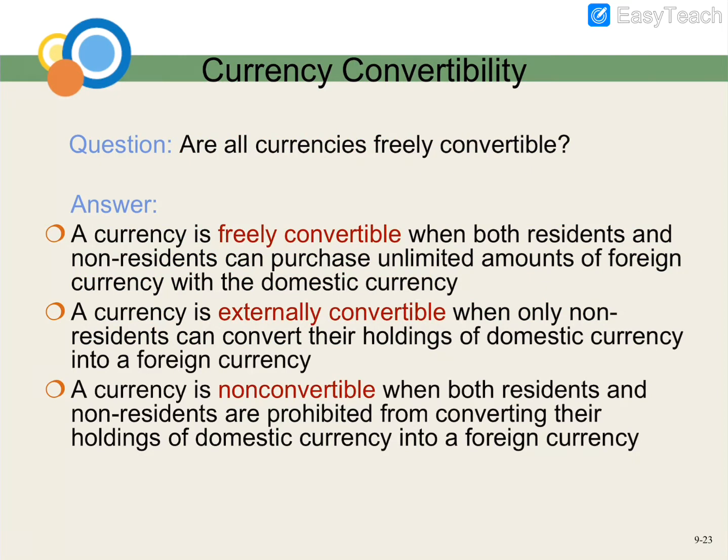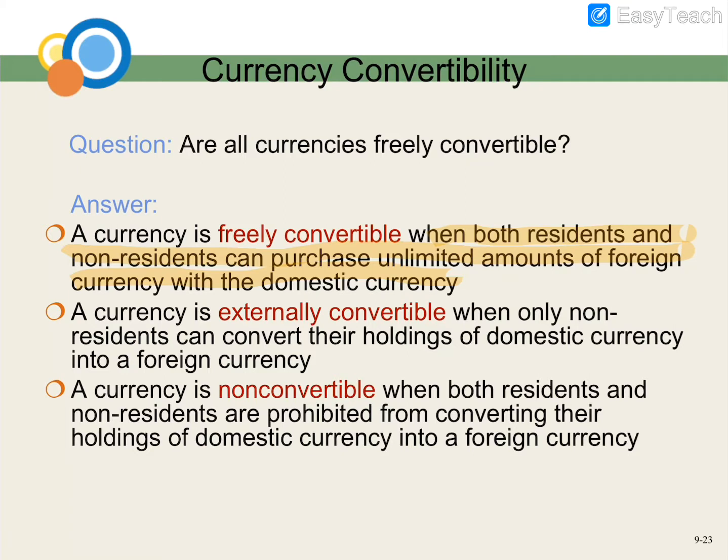Next we move to currency convertibility. The question is: are all currencies freely convertible? Meaning, can you convert all currencies? The answer is that a currency can be freely convertible, externally convertible, or non-convertible. A currency is freely convertible when both residents and non-residents can purchase unlimited amounts of foreign currency with the domestic currency. So whether or not you live in the country, you can purchase an unlimited amount of foreign currency with the domestic currency. This is free convertible.